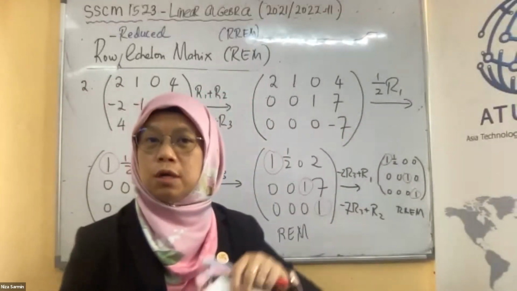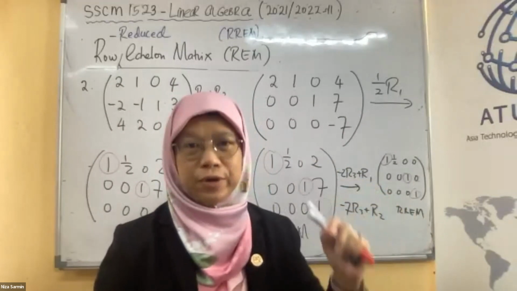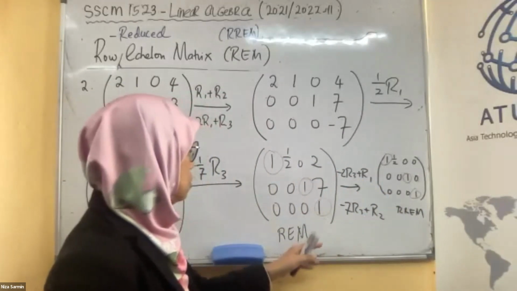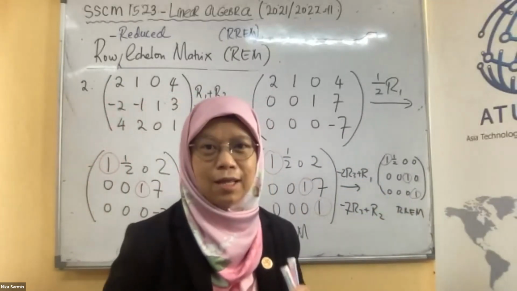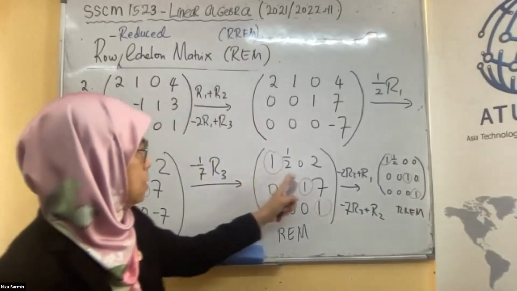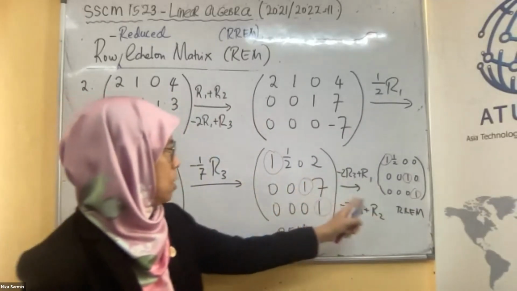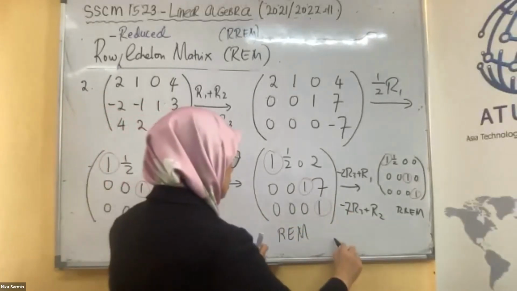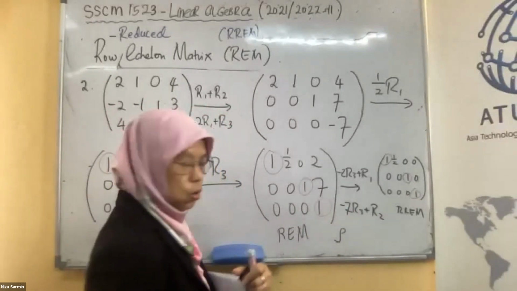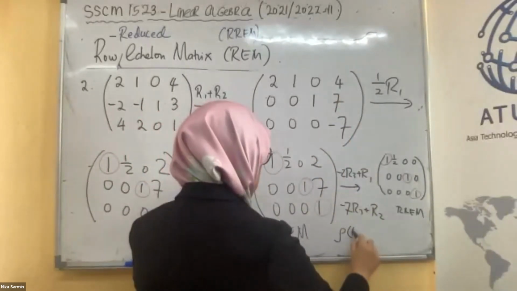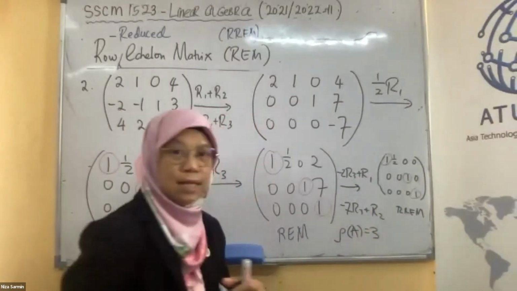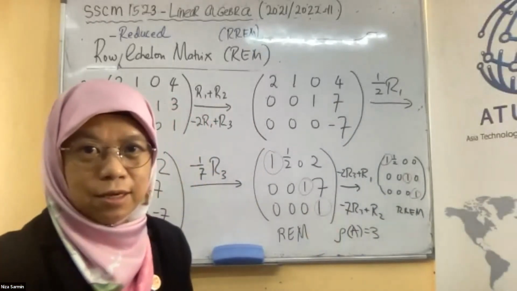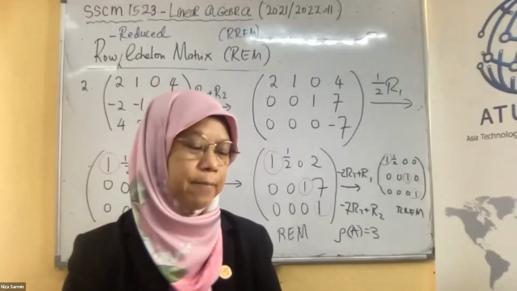So if you are given a matrix and the question is to find the rank, you know what you have to do? You have to reduce into row echelon or row reduced form, and then you just count how many non-zero rows. 1, 2, 3. So you will write the rank of matrix A is 3. You don't need to go until row reduced because they will have the same rank.